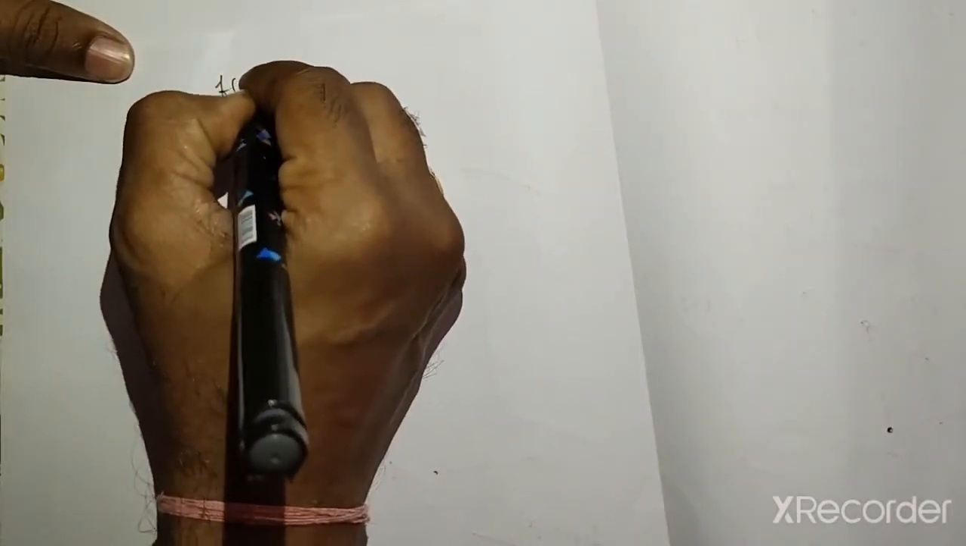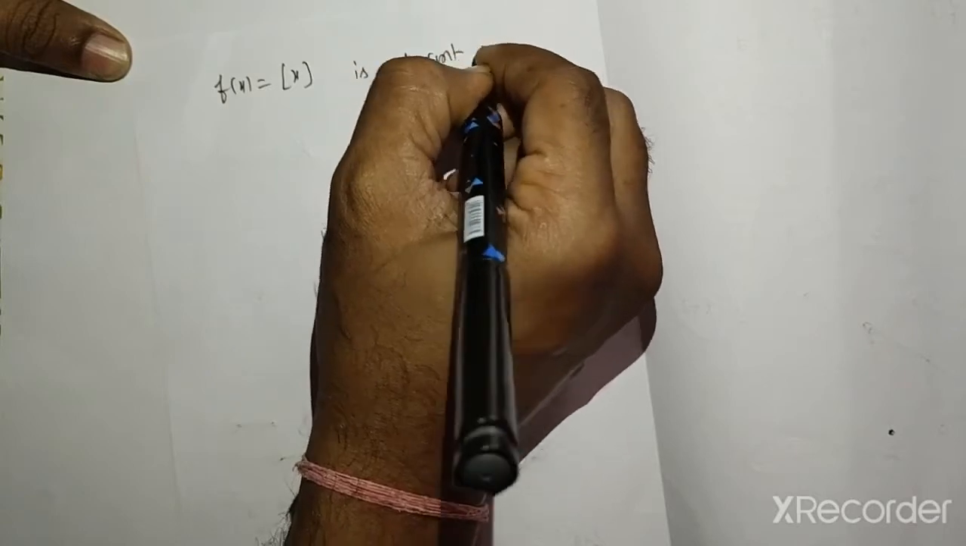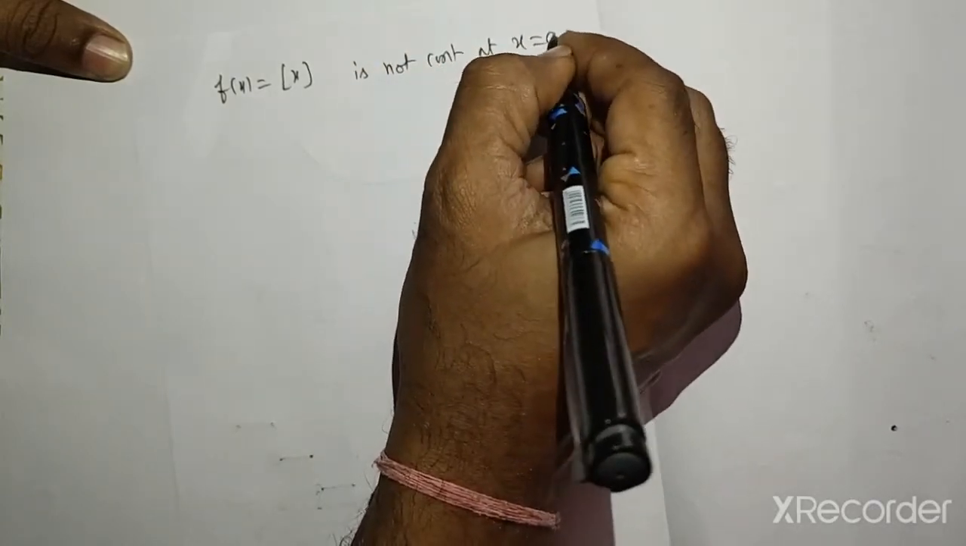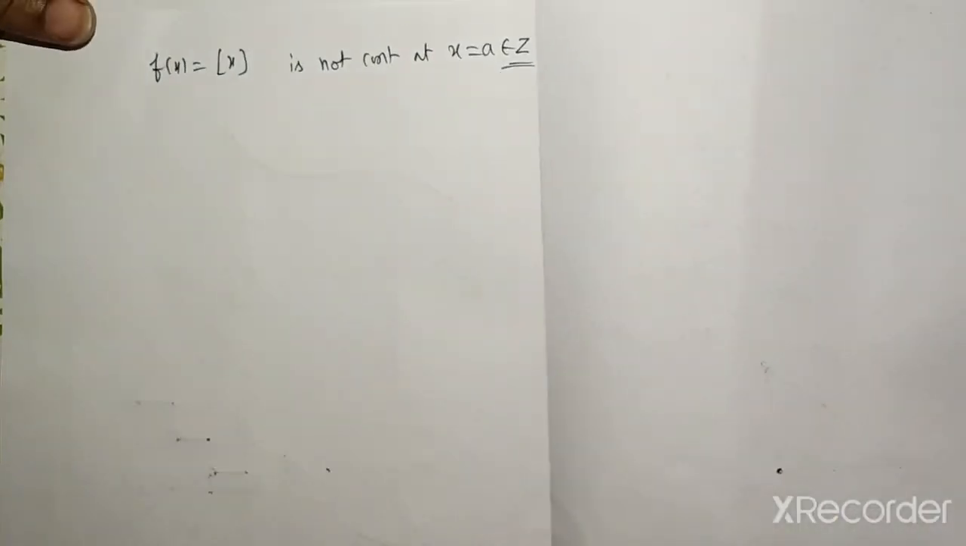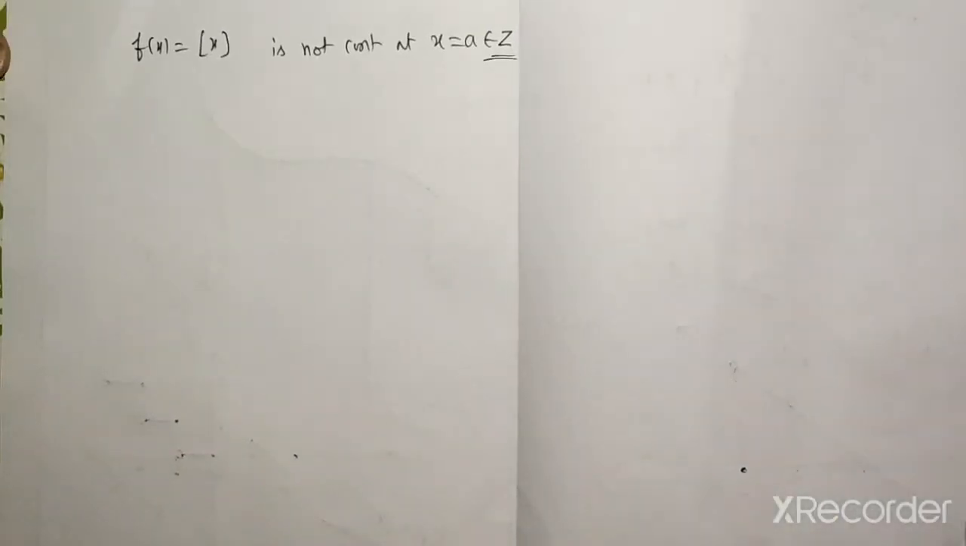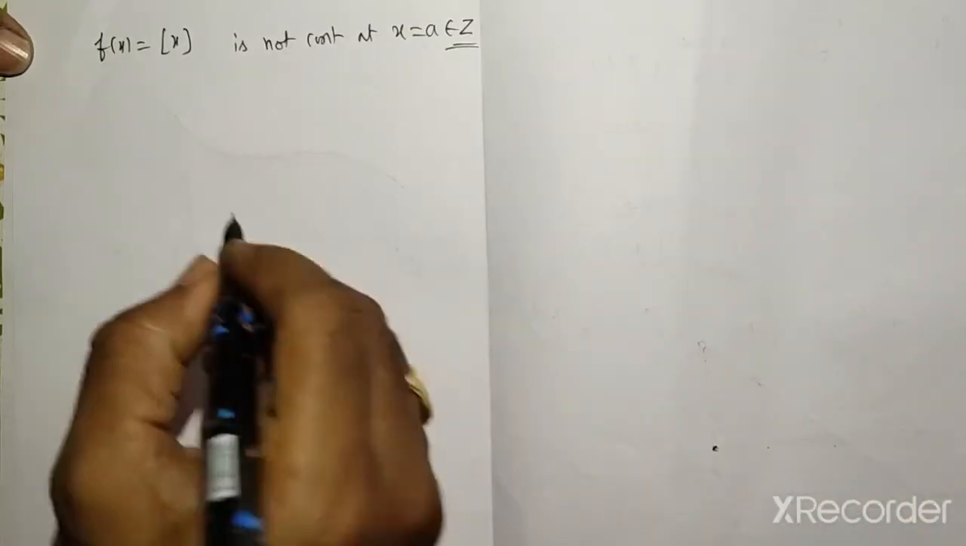If I take one more example like this, the greatest integer function is not continuous. F of x is equal to step x is not continuous at x is equal to a, where a belongs to Z. Z means integers. At integral points this function is not continuous. So why is it not continuous at integral points?